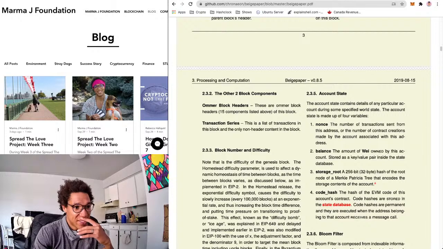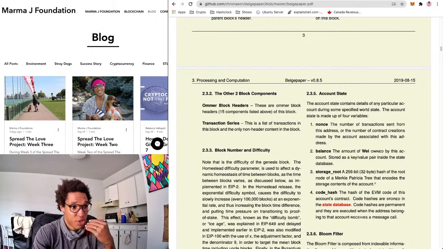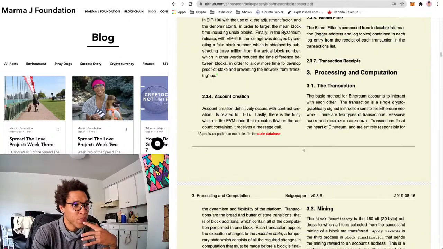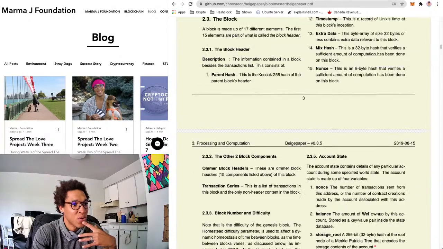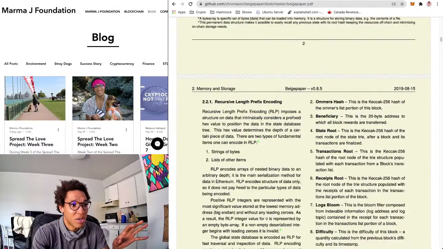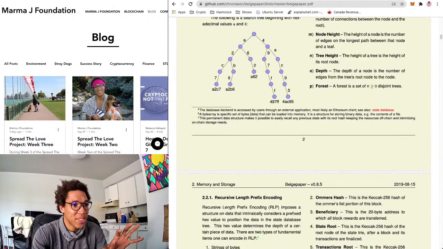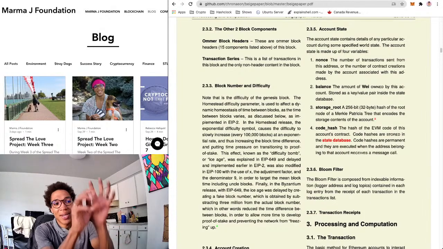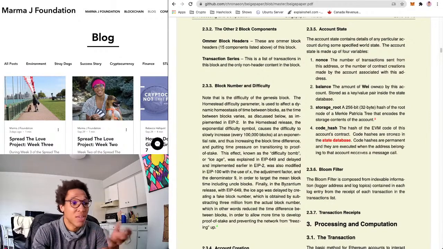And you have your storage root. This is the hash of the root node of the Merkle Patricia tree that encodes the storage contents of the account. So this is for a particular path from root to leaf in the state database. To make it very clear, from the root of the entire state, which we talked about, found in every block, all the way down to the very last leaf would be the storage root. So every single account has a way to get through that very quickly and easily, which is obviously important.